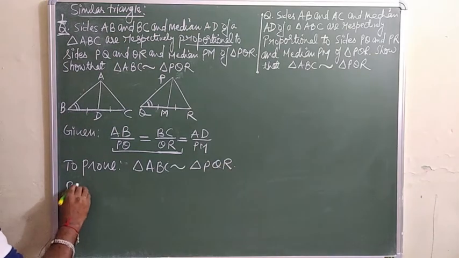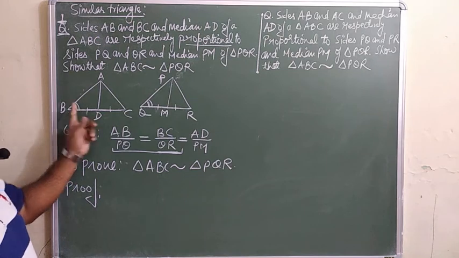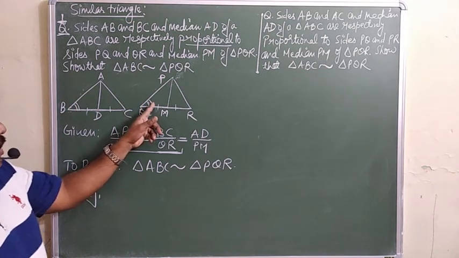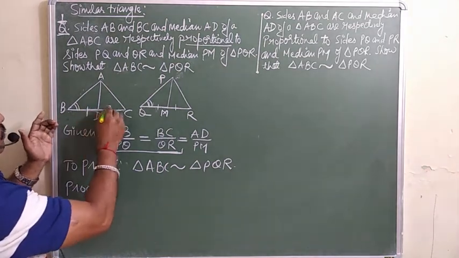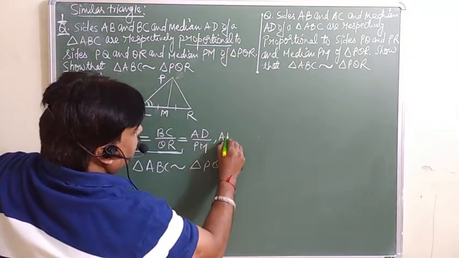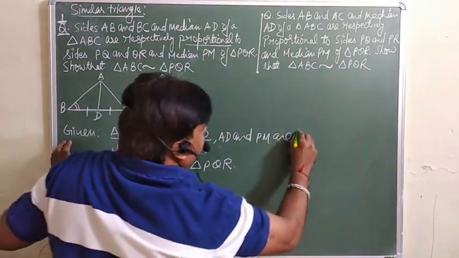See now, the proof is here. How can you make angle B equal to angle Q? See, another piece of information is given: AD and PM are medians. Here you can write down AD and PM are medians.